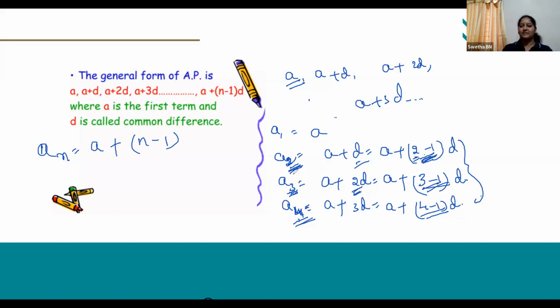That's it. Okay. See here, 2 minus 1. For 3, we have written 3 minus 1. For 4, we have written 4 minus 1. Like that, for the nth term, An is equal to A plus n minus 1 into D. This is the formula. Got it? So what is A here? A is the first term of the sequence or arithmetic progression, and D is called the common difference, that is constant.